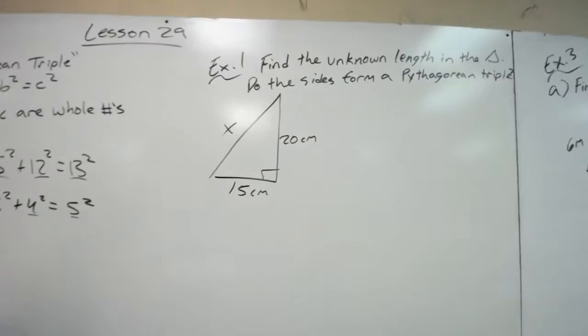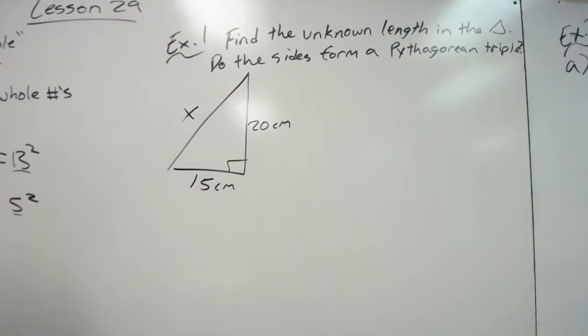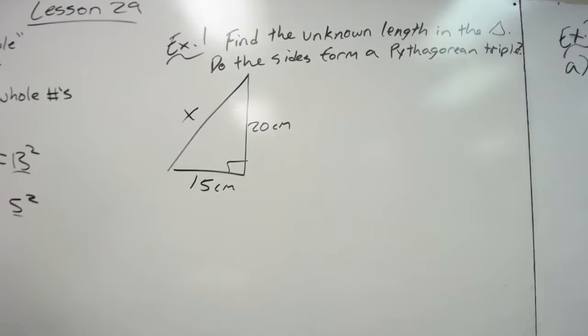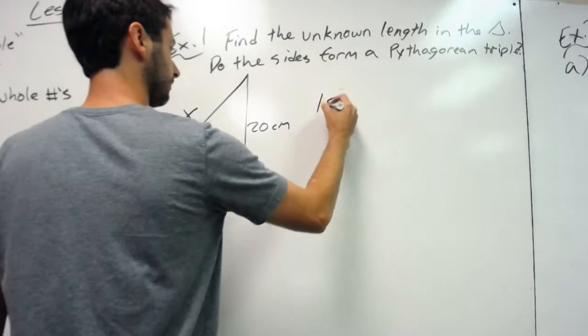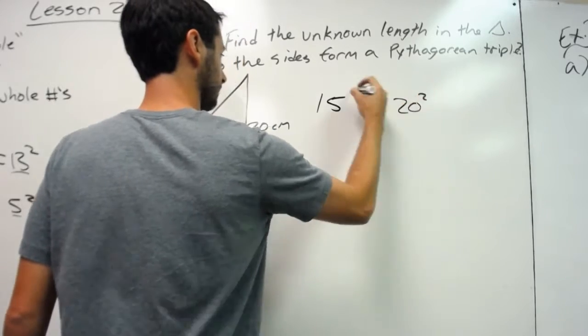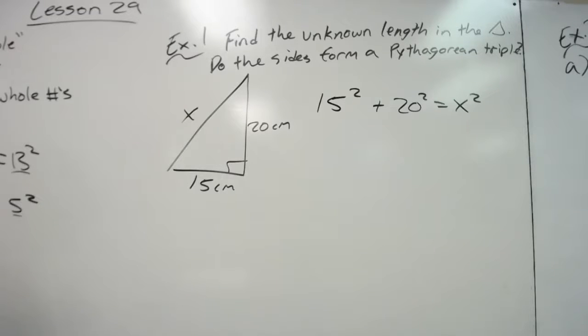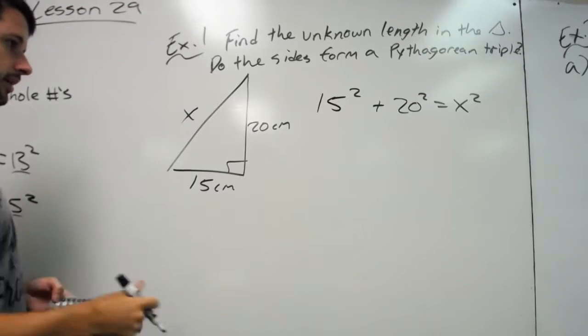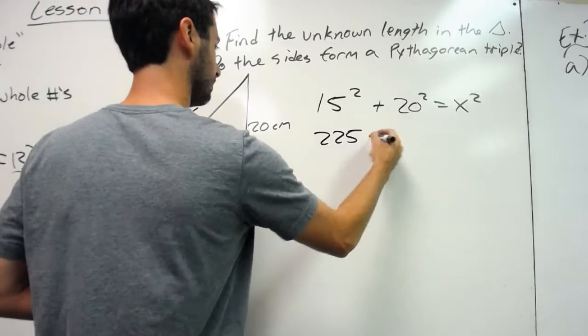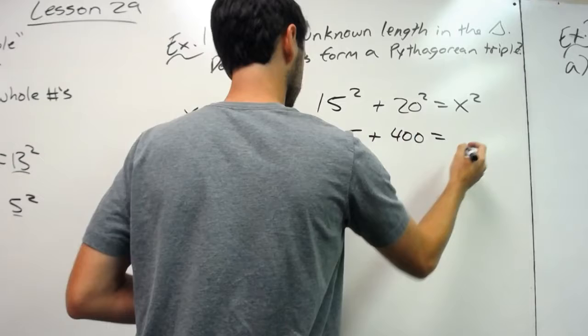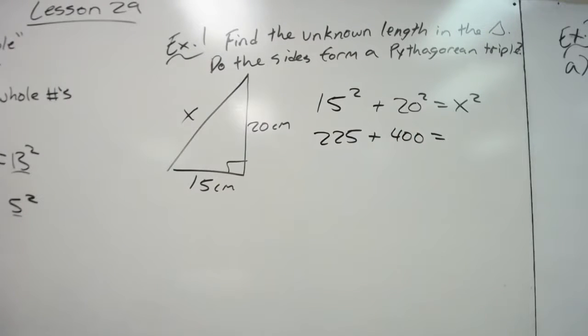In example 1, it says find the unknown length in the triangle, and then it wants to know if the sides form a Pythagorean triple. So we do the Pythagorean theorem to find x. Two legs are 15 and 20, and our hypotenuse is x, so it goes in the c spot. So 15 squared is 225, 20 squared is 400, and then we add those together to get 625.